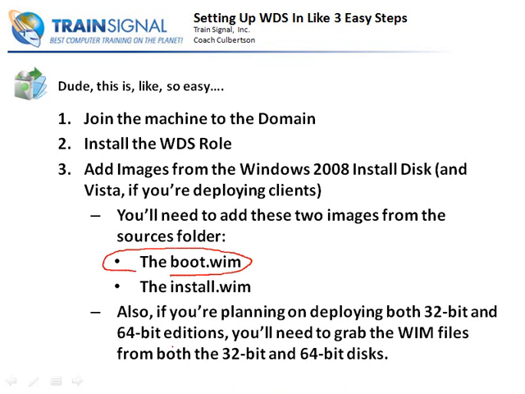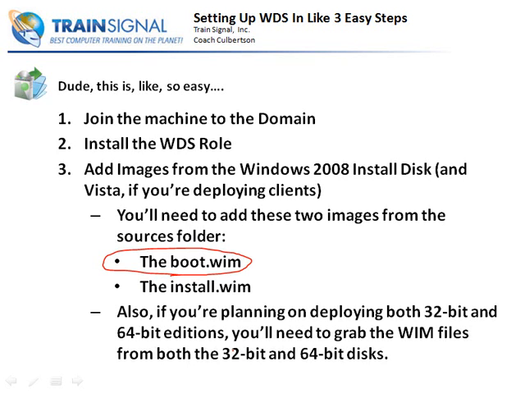If you want to install a 32-bit edition of Server or Vista, then you need to get the 32-bit .wim file off of the 32-bit edition disk. If you want to install the 64-bit edition, you need to grab the boot.wim for the 64-bit.